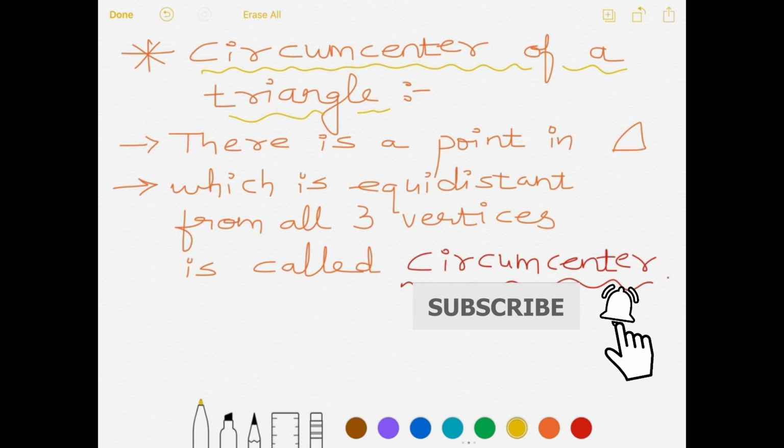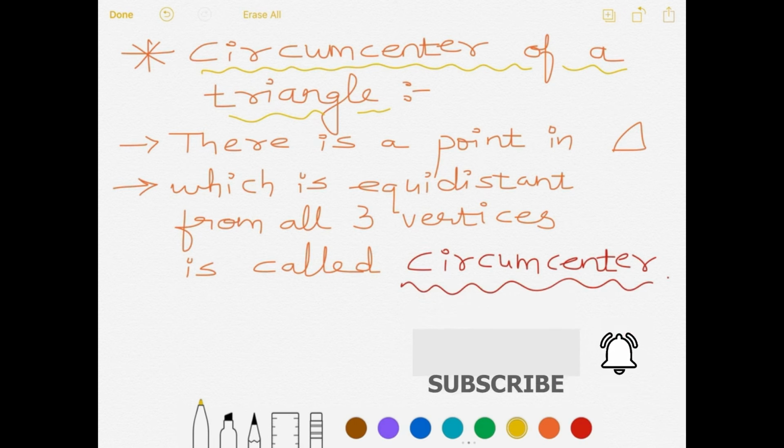Okay, the long definition, I have broken it down into two parts. See, there is a point in the triangle. What is a circumcenter? There is a point in the triangle which is equidistant from all the three vertices. Okay, that point is known as the circumcenter.